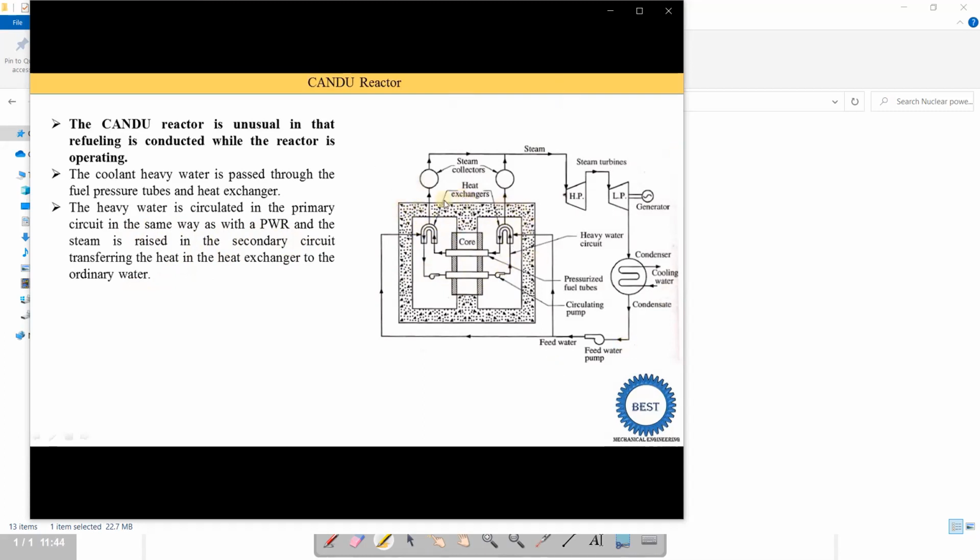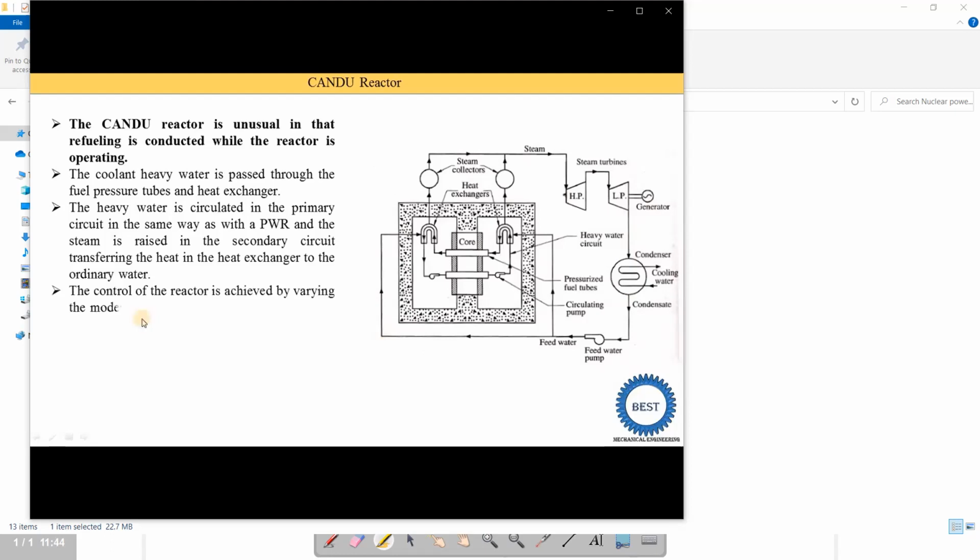In this heat exchanger the steam is produced, and this steam is supplied to these steam collectors, and then it is supplied to the high pressure turbine, and then to the low pressure turbine. In this turbine the mechanical work is produced. This mechanical work is supplied to the generator, and the generator produces the electricity. Then the steam coming out from the low pressure turbine is supplied to the condenser. In the condenser it is condensed, meaning the steam is converted into water, and this feed water is again supplied to the heat exchangers. This way the cycle runs continuously.